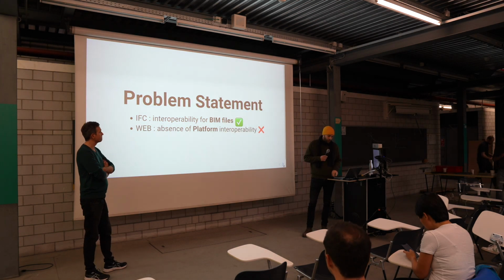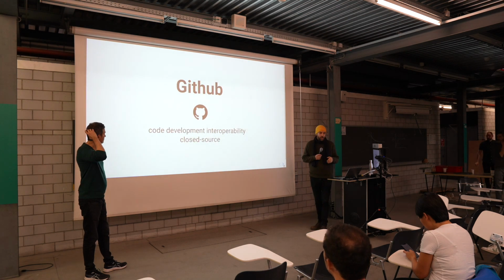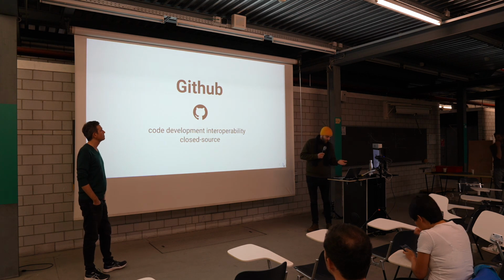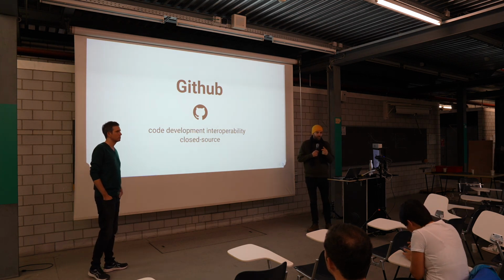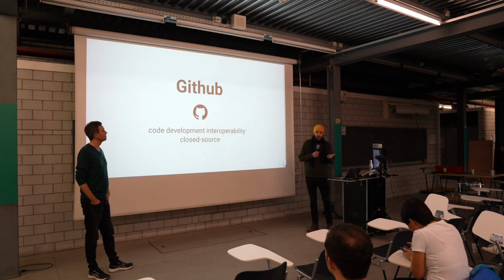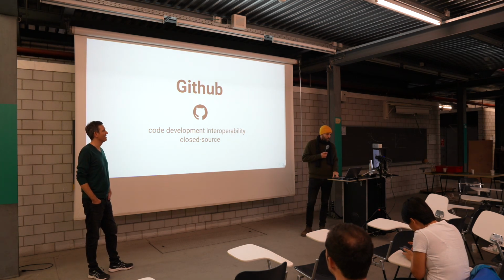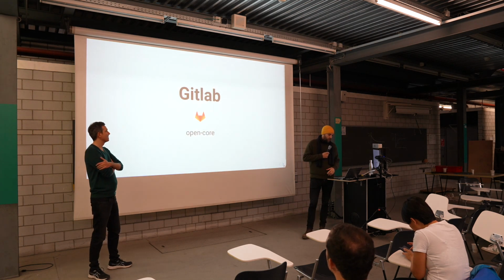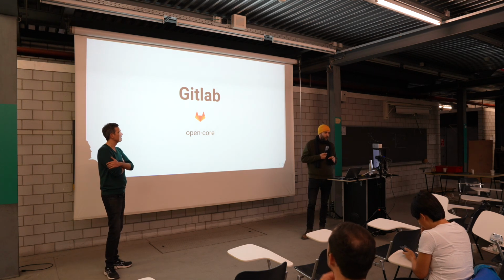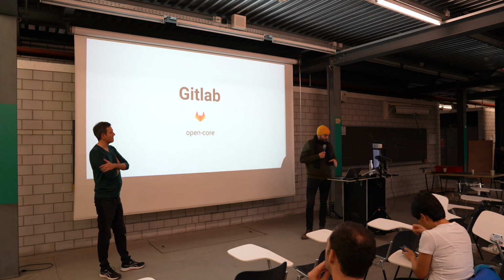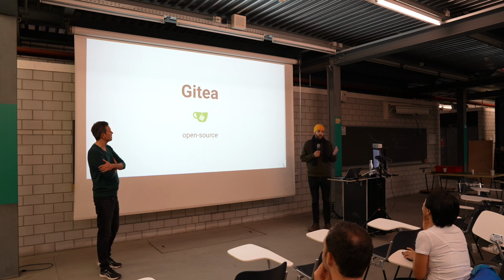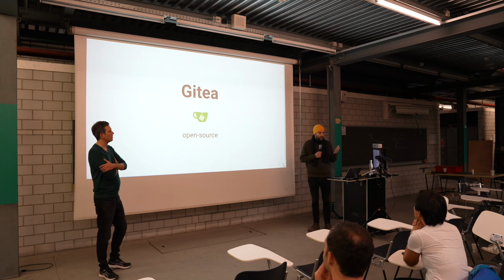So how can we solve this? We thought about GitHub, which we all know and which is central for programmers, mainly for code development and interoperability. But it is closed source, and we know how bad that is. Then GitLab, also quite common, though it's pretty heavy and complex for architects like me, and it is only partially open source. And then comes Git, which is the same as GitHub and GitLab, fully open source, and a bit lighter.